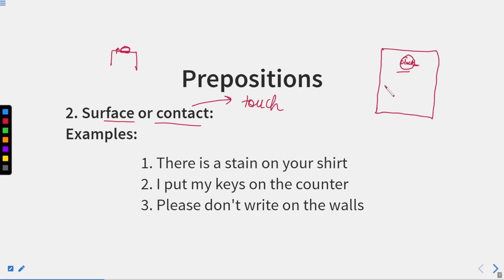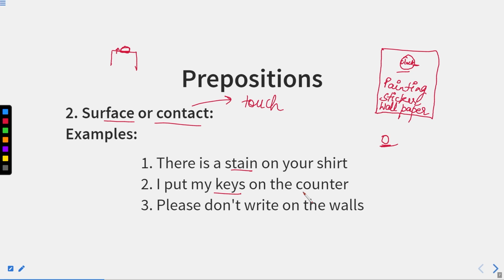Now, if you hang a painting, if you paste any sticker, if you paste any wallpaper on this wall, obviously the preposition on will be used for all such things, because we are just attaching those things to that particular wall. So there is a stain on your shirt. A stain means some mark, some spot on your shirt. So obviously that spot is just touching the surface of your shirt, so of course we use the preposition on.